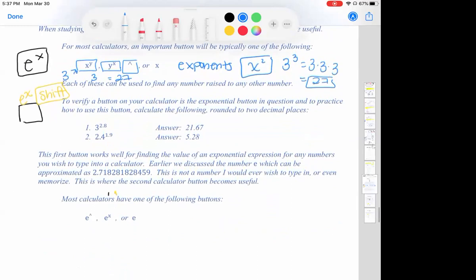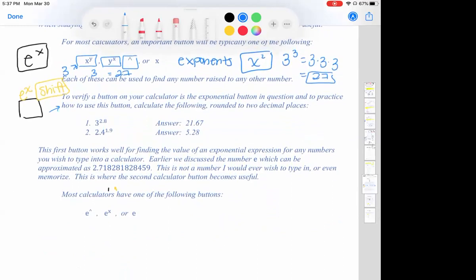Now here is a way you can verify the exponential button on your calculator and practice how to use it. Calculate the following rounded to two decimal places. I'll give these a try in your own time. Practice 3 raised to the 2.4 power. Your answer should be 21.67. The next one, 2.4 raised to the 1.9 power, you should get about 5.28. So those are some you can try.